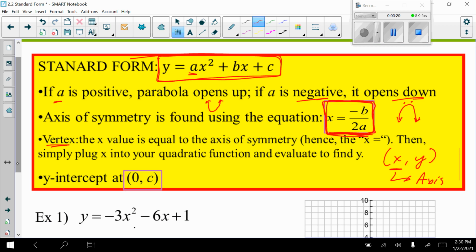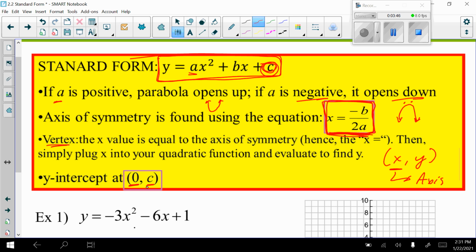And the y-intercept, we won't talk about this a ton, but if you want to find the y-intercept of a parabola in standard form, all you got to do is plug in 0 for x, and that's just going to leave you with whatever c is. Okay, so your y-intercept is 0 with your final term as your y value.